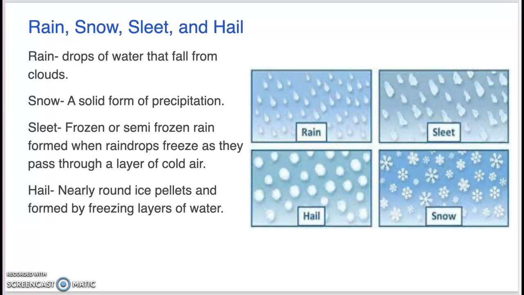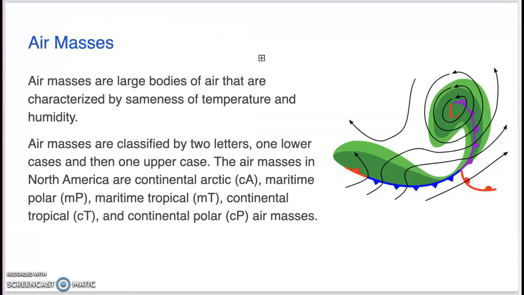Sleet, frozen or semi-frozen rain formed when raindrops freeze as they pass through a layer of cold air. Hail is nearly round ice pellets, and they are formed by freezing layers of water. And to the right are some pictures of the 4 different types of precipitation.